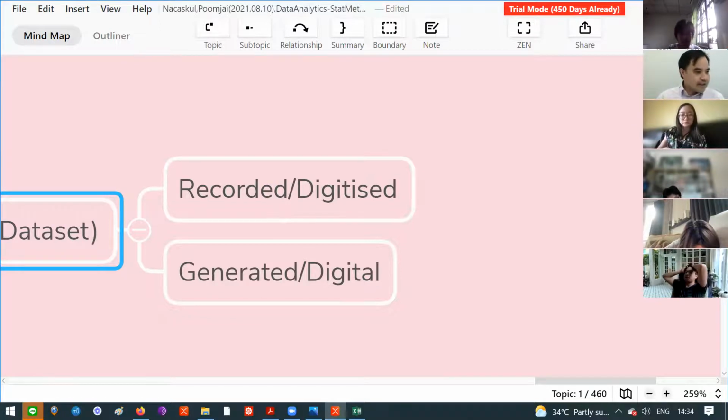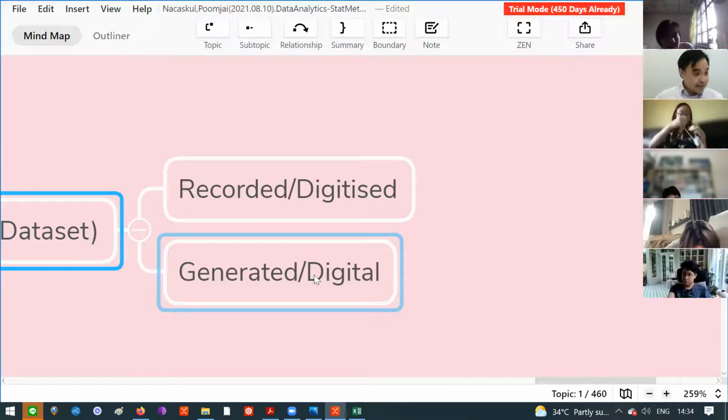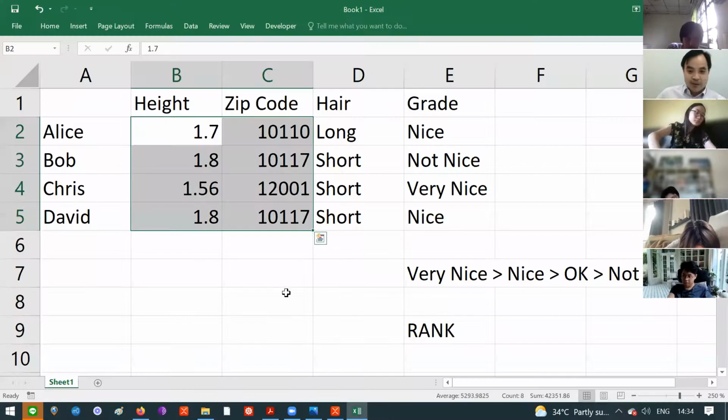But there are different kinds of data. There's data that's actually generated. Now, most of the time when we talk about generated, we're talking about generated by a computer. For example, something like this.